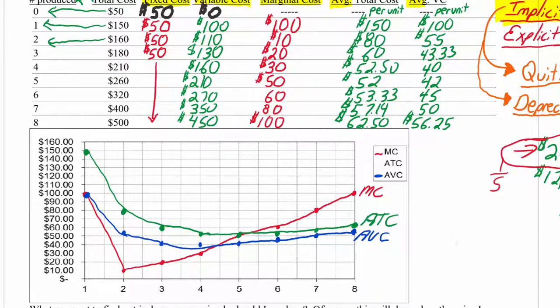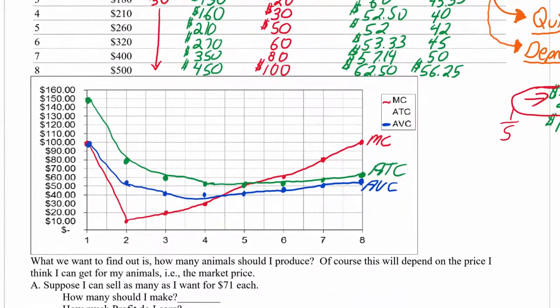Now, this marginal cost usually has this kind of checkmark shape to it. This is a typical pattern that we usually see. Now, average total cost and average variable cost, we usually describe those as having more of a U shape because they go down, they hit a minimum down here, and then they start to slowly go back up. So usually we'll call that a U-shaped average total cost curve and also a U-shaped average variable cost curve.